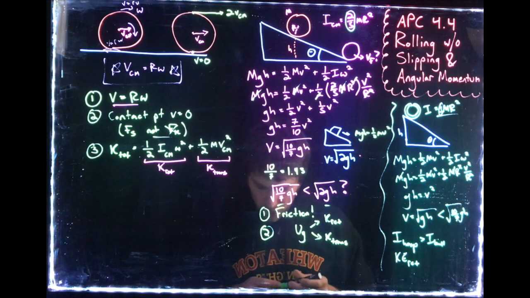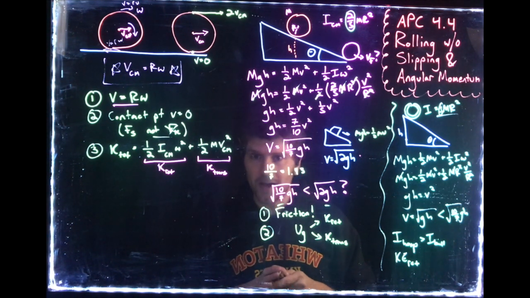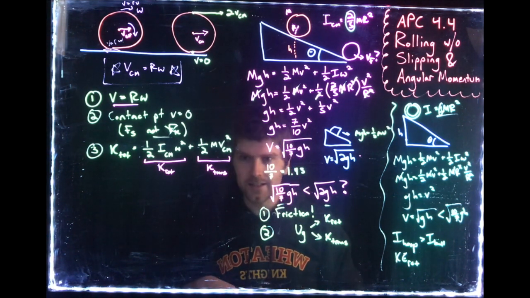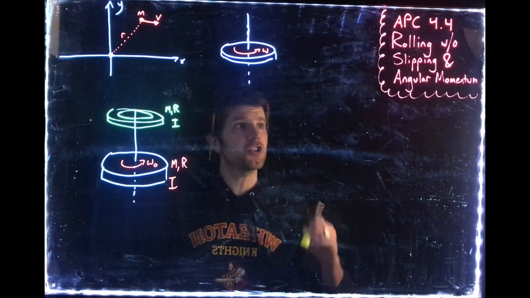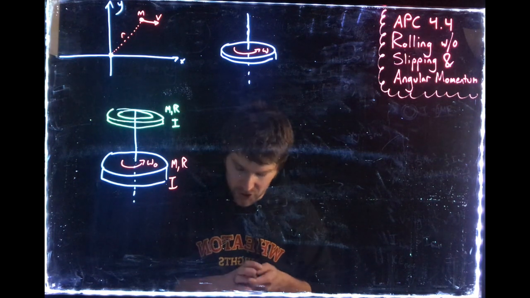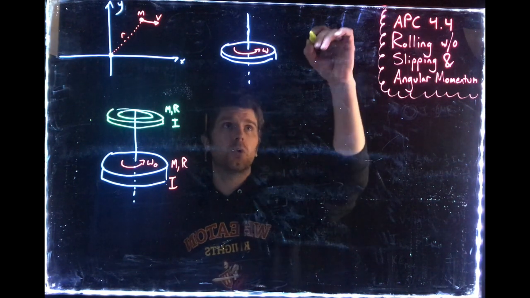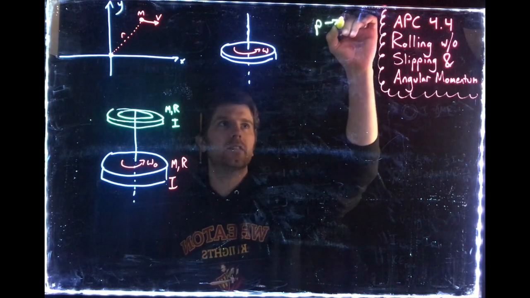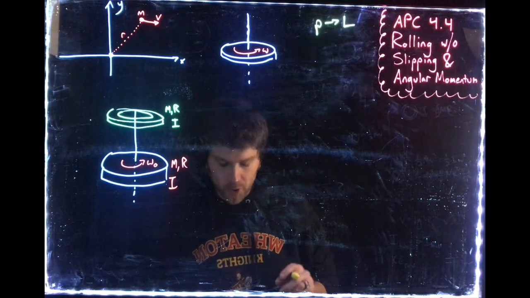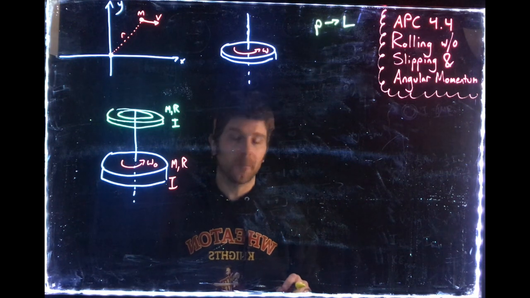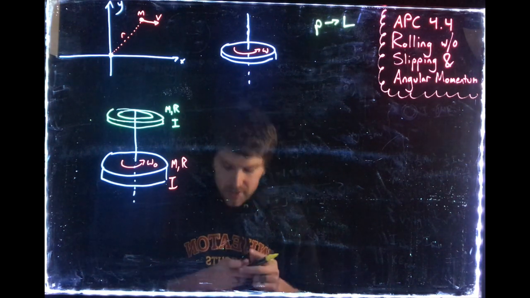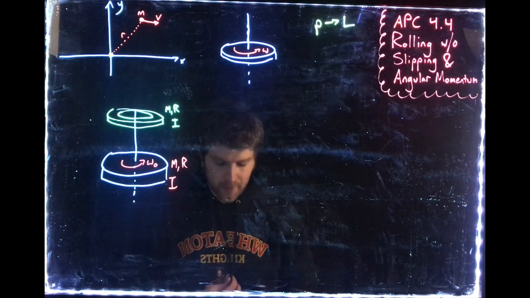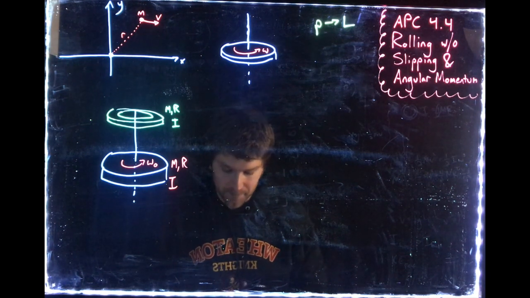All right, so now we're going to talk about our very last topic, which is angular momentum. We turn our attention now to angular momentum, which is, of course, the rotational equivalent of normal momentum. The letter we use, though, is L, because there's no P in momentum, so there's no L in momentum either. It's the letter L.